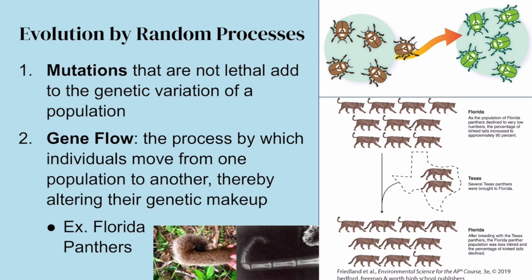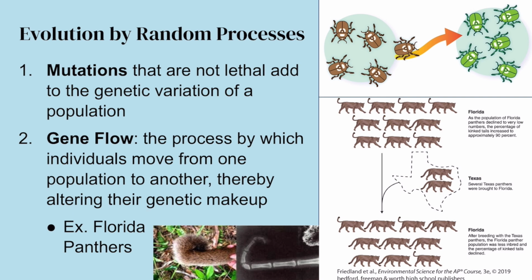Mutations we've looked at already, but mutations that are not lethal add to the genetic variation of a population. And genetic variation is good because if there's a disturbance, it's more than likely that some individuals will survive because of differences in fitness. Gene flow is the second random process we're going to look at. This is the process by which individuals move from one population to another and alter those populations' genetic makeup. Basically, the mutations that accumulate in one population are then added into the other population because individuals of those populations will mate.